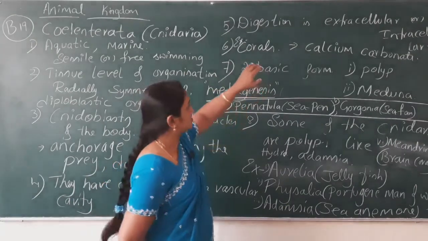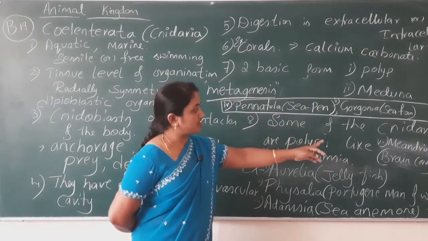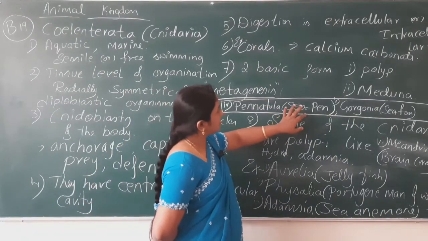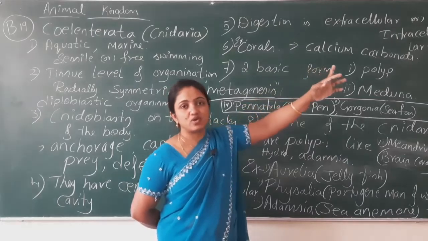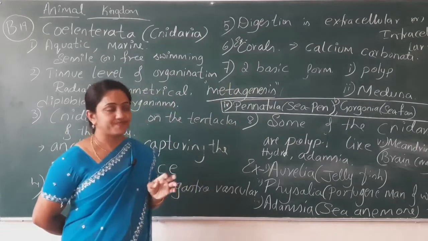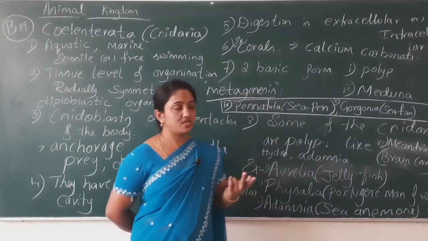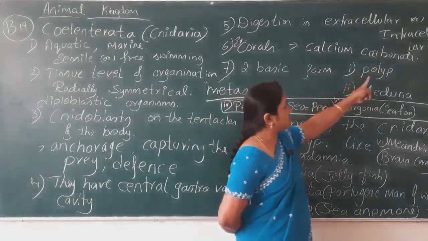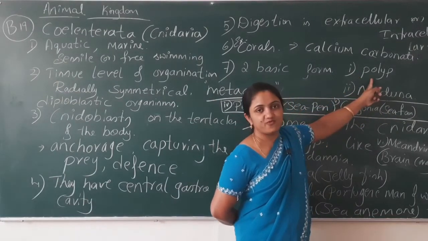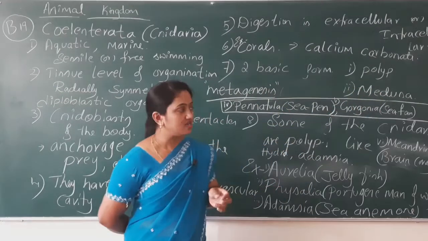And some of the Cnidarian family members are known as corals, whatever I have written here, Penatula, Gorgonia, Meandrina, they are known as corals. Their skeleton is made of calcium carbonate. They exhibit two forms. One form is polyp and second form is medusa. The polyp form is non-motile and the medusa form is freely swimming.